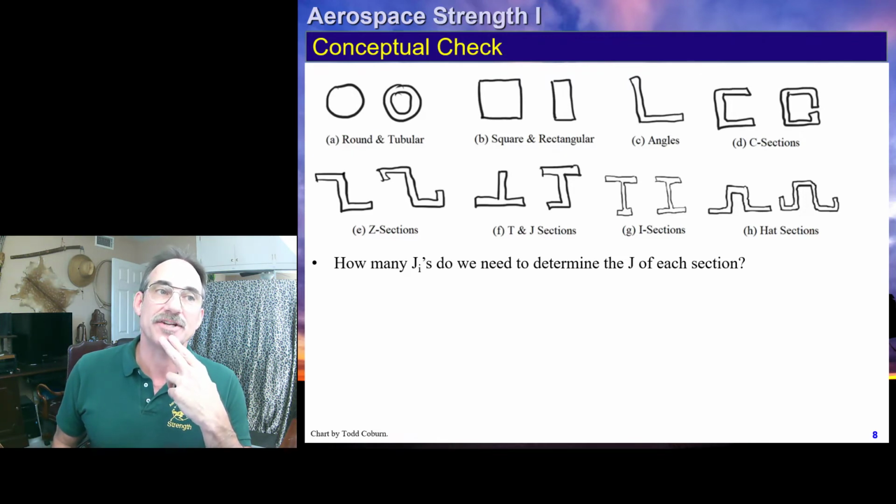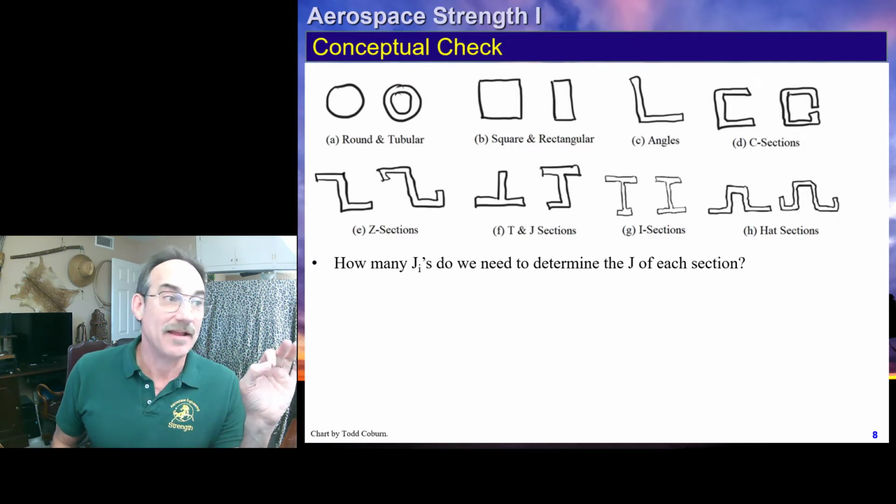The second C section, we're going to have 5 terms. 3 terms for the first C, 5 terms for the second, the Z section. For the T section, looks like we've got 3. For the J section, looks like we've got 4.